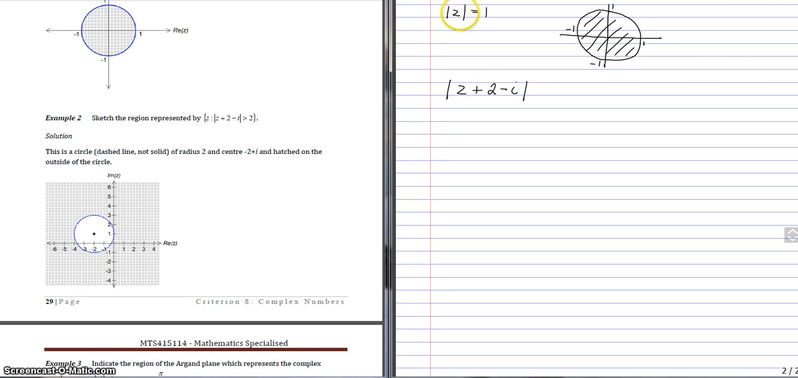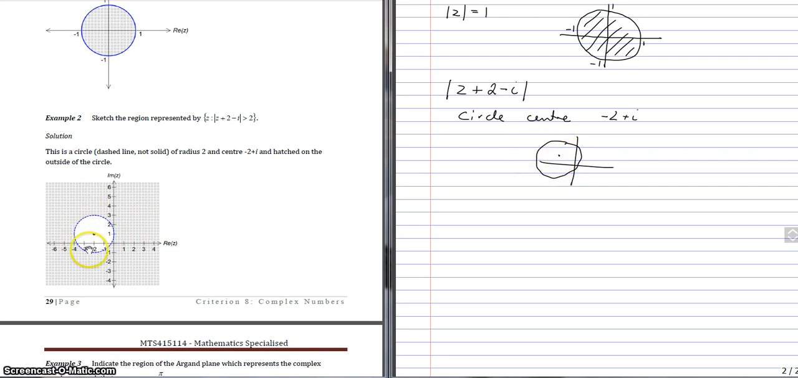Well, we know the modulus of z is a circle with a center at the origin. This one is going to be a circle with a center at -2 plus i. So we go 2 units to the left and 1 unit up. It's going to be around about here, and we've got a circle there, a very dodgy circle. If we have a look over here, it's much better. So that circle is the circle.